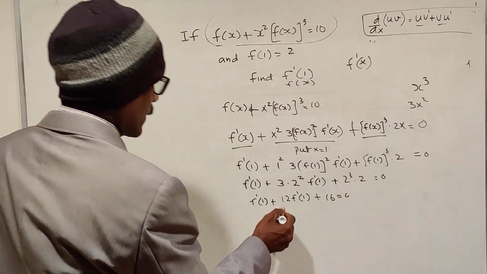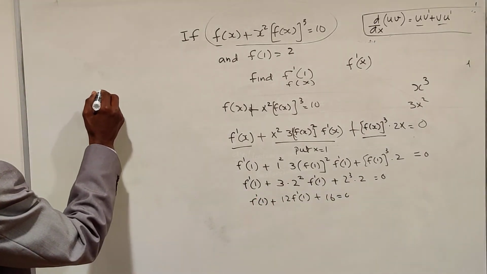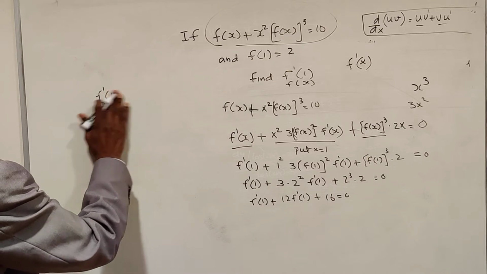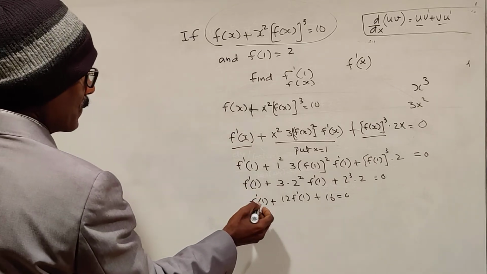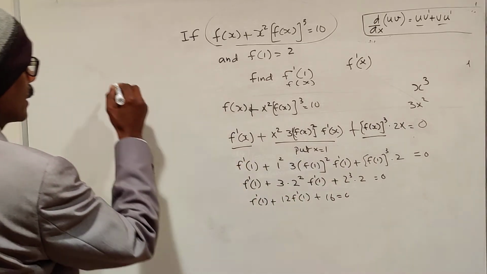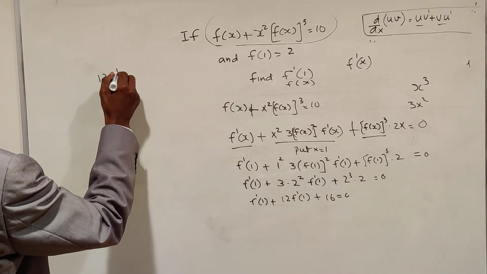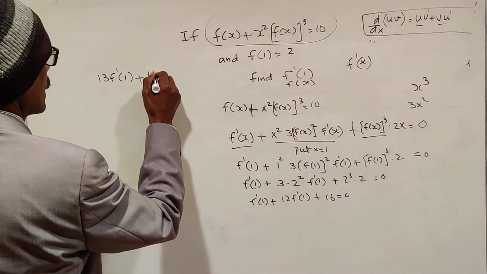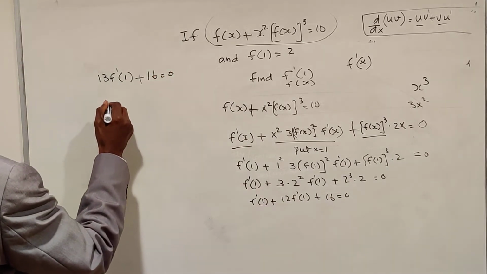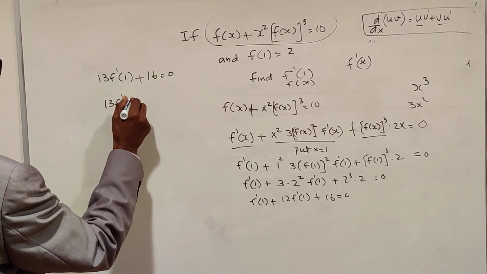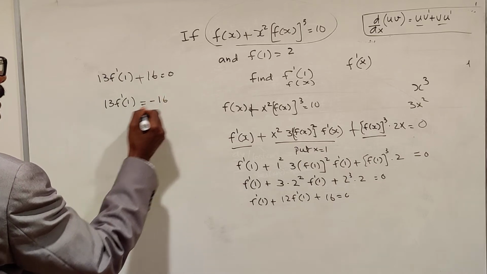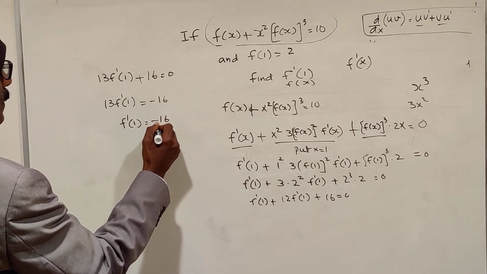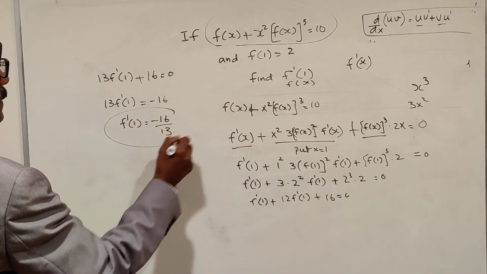Then I'm going to write here f dash 1. What is f dash 1 plus 12 f dash 1? 13 f dash 1. 13 f dash 1 plus 16 equals 0. 13 f dash 1 equals minus 16. f dash 1 equals minus 16 divided by 13. That is the answer.